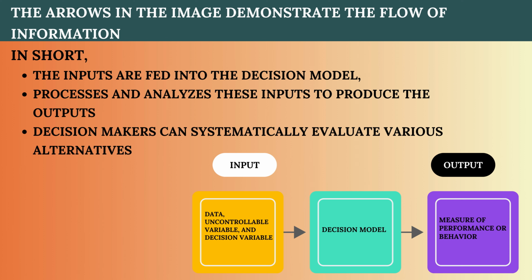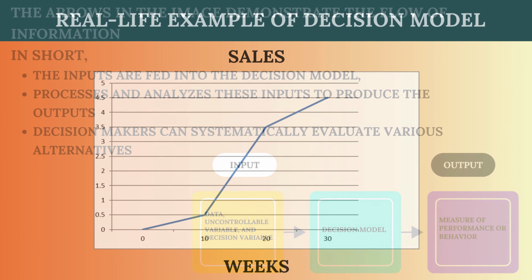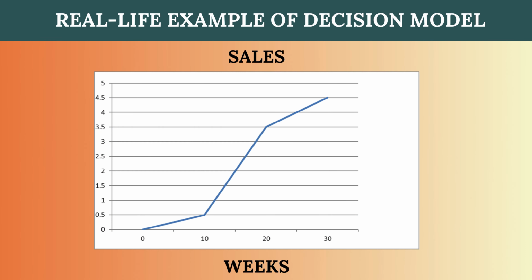By using a decision model, decision makers can systematically evaluate various alternatives, consider relevant factors, and obtain quantitative or qualitative measures to support their decision-making process more effectively. Now, let us discuss some real-life examples of decision models. Let us take an example of a decision model which is used to represent the sales pattern of a new product, such as the first-generation iPad or a 3D television.